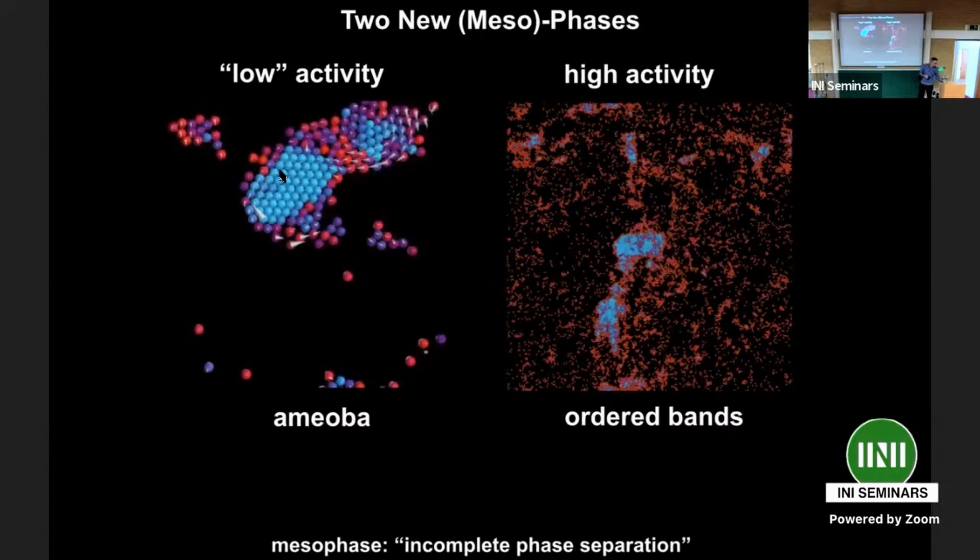However, at high activity, what we find is it's actually the activity that drives the phase separation. It's a little bit reminiscent of MIPS, at least in the sense that activity is driving it, but it's not the same thing. These things have orientation, alignment correlations, interaction between them, which is not required for MIPS.